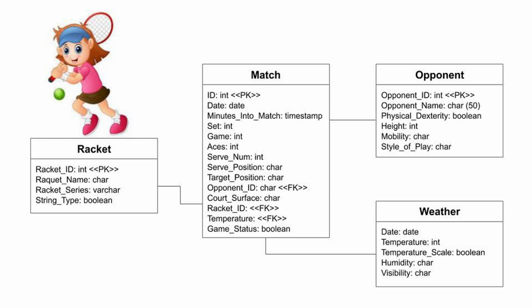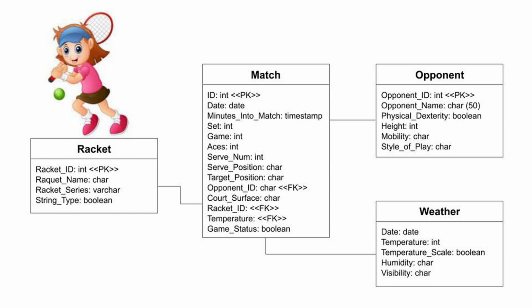Then we're looking at our opponent table, and we're going to have an opponent ID, which is going to be the primary key. It's going to be a unique identifier on that table. We're going to track the opponent's name. We're going to track their physical dexterity, whether they're left-handed or right-handed. Some players are ambidextrous, but you see very few, especially in the tennis realm. We're going to track their height, mobility, and style of play.